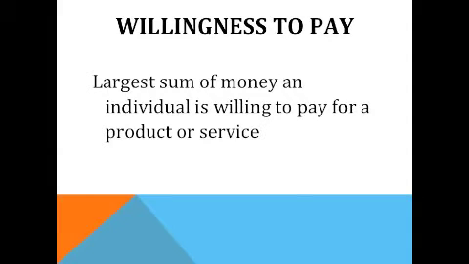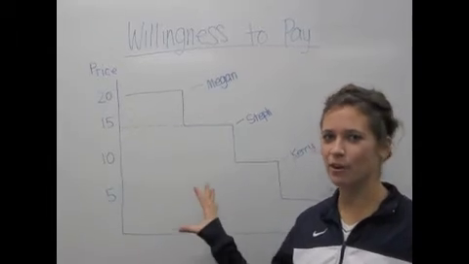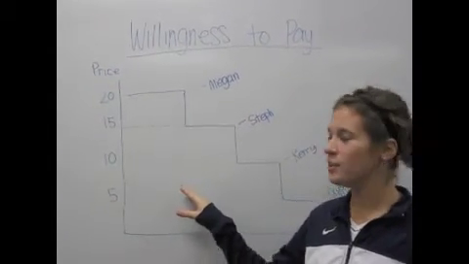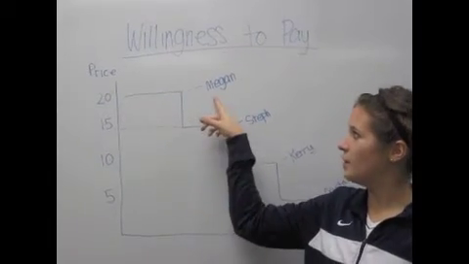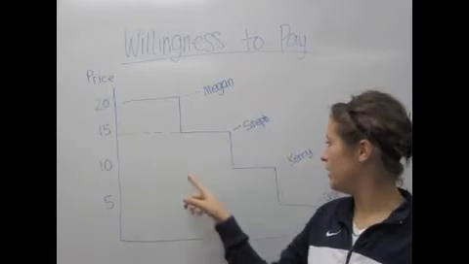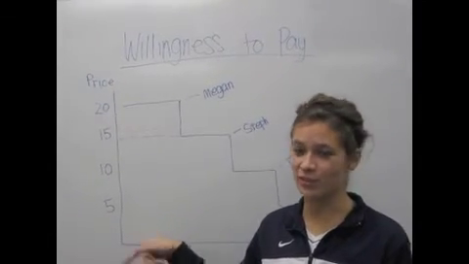Okay, so we've already discussed willingness to pay a little bit, but we're going to take a closer look at it now. Basically, willingness to pay is the largest sum of money an individual is willing to pay for a product or service. So here we have a graph of our own group's willingness to pay for a DVD in the market today. As we move down the line, I am willing to pay $20 for a DVD, Steph $15, Carrie $10, and Crystal is only willing to pay $5 for a DVD.